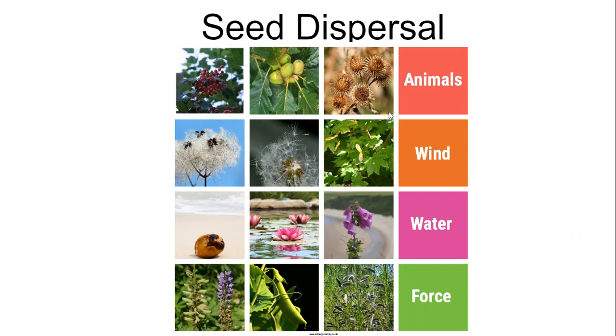Another source is wind. I'm sure everyone has seen these dandelions with the white seeds on top. You make a wish and you blow on it and the seeds spread out all over the grass. That is another form of seed dispersal.